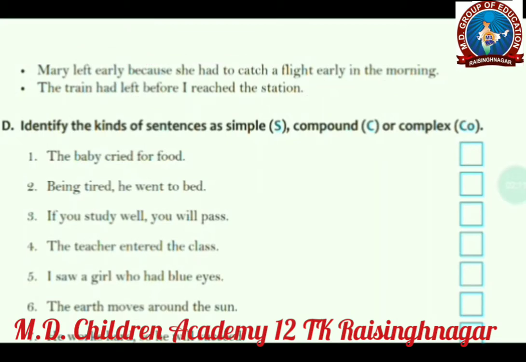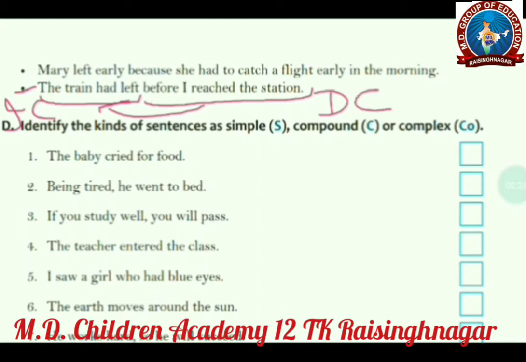The next example is the train had left. This is a clause that is complete in itself, and another is before I reach the station. It's not complete. It needs this part to complete its sense. So this one that is complete, that is an independent clause, and this one that is not complete, that is a dependent clause. So those sentences in which there is one independent clause and more than one dependent clauses, they are complex sentences.